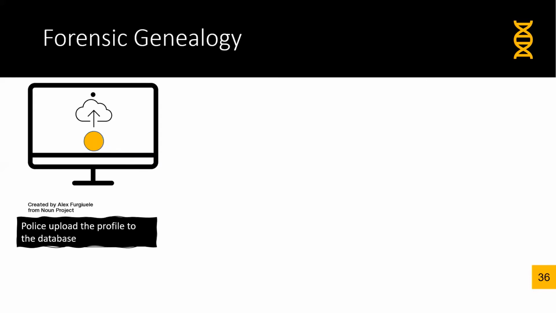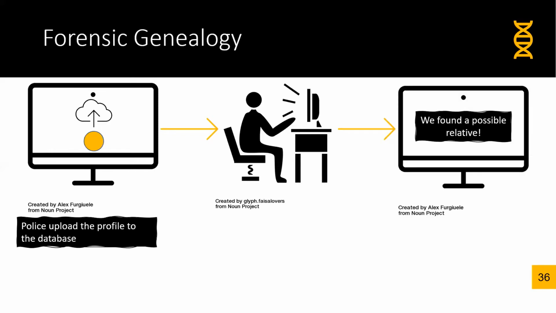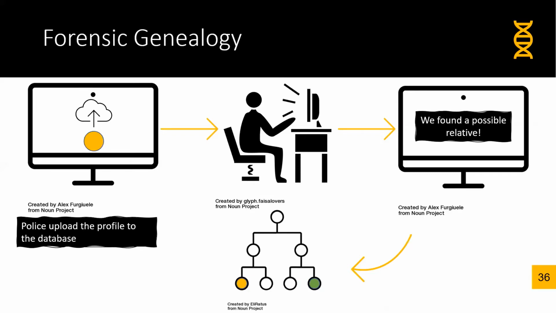When police upload this profile, the database looks for how much of the DNA is similar to other individuals within the database. It will then return profiles that share DNA and can identify a third cousin or closer relative. In this case, there is an individual that is found to be a possible relative of the yellow circle. Law enforcement can then use this information and investigate the relationship accordingly.